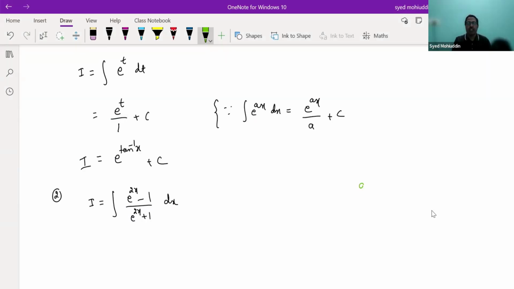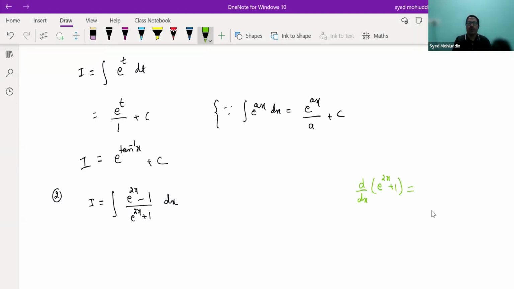But let us take the denominator as t and try to differentiate that one. First I need to differentiate e power of 2x, then I have to differentiate 1, the constant. The derivative of e power of 2x will be e power of 2x divided by 2, plus the derivative of the constant, which is 0. But you have e power of 2x by 2 in the numerator, you don't have that. What you are having is minus 1 along with that. So this procedure will not work.